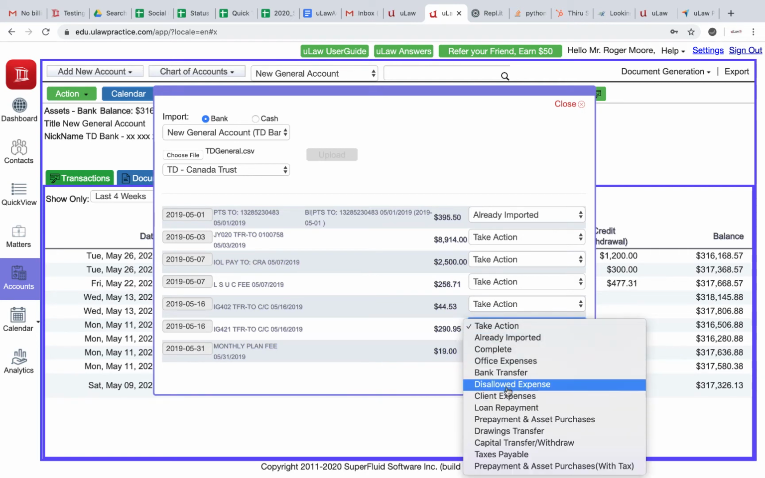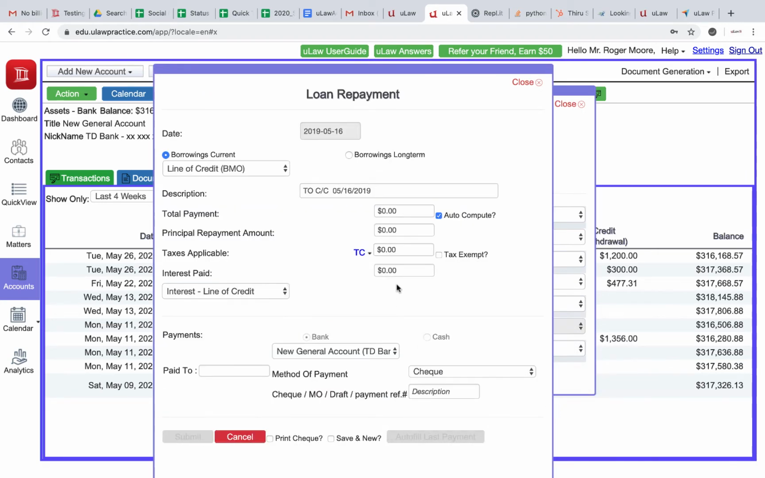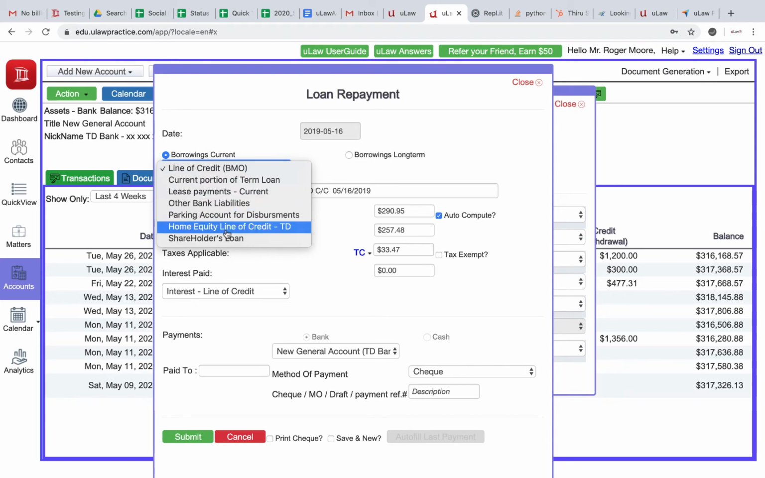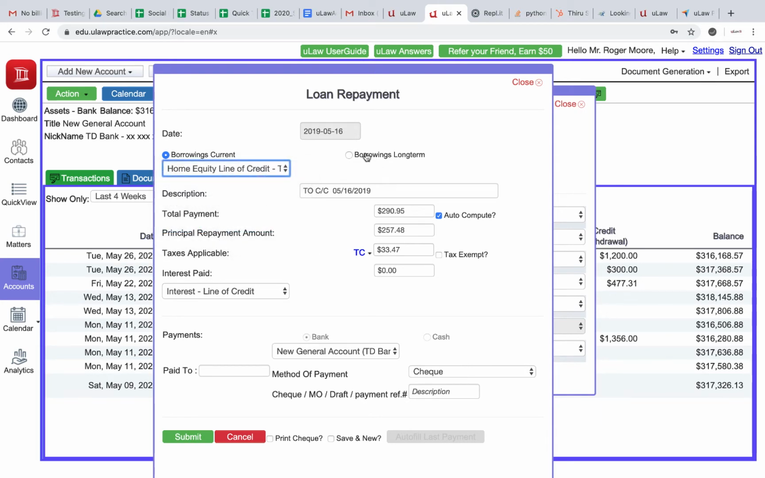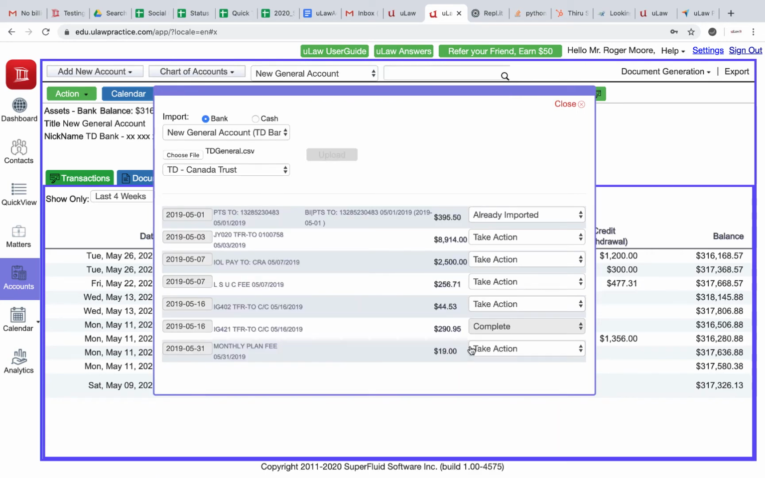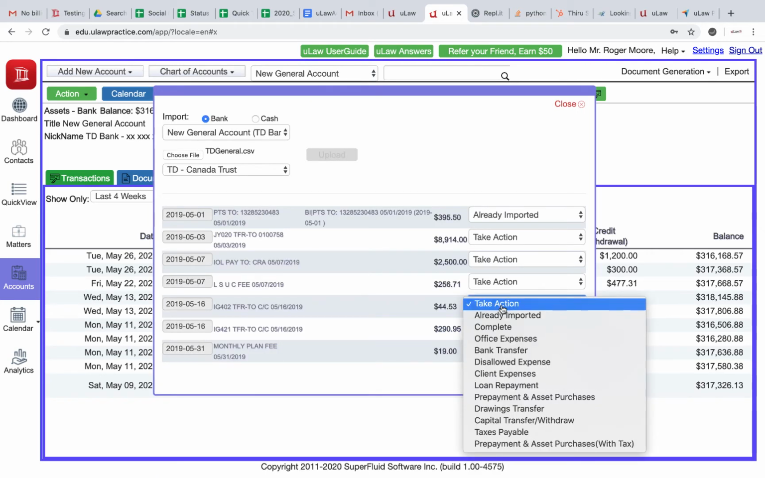Now, disallowed expense is the same as office expense, but there is a certain portion that's not taxable. Client expenses are disbursements. Loan repayment is pretty obvious. What you do is choose your line of credit, and whether it's long term or short term, apply it to the right place. At the bottom, it's already chosen which bank account, and so on. So you just need to fill in a few things there. That's what loan repayment is all about.